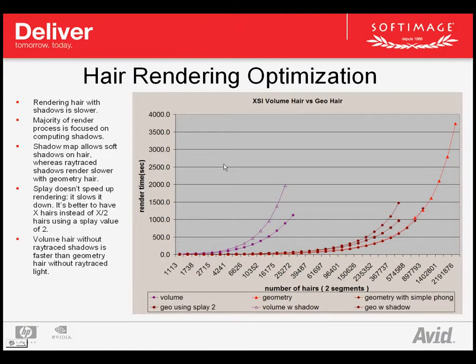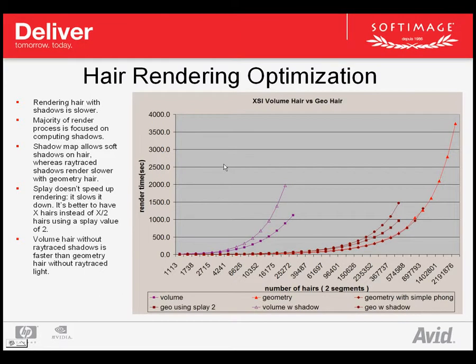The other point to make is the splay parameter. Now we have seen a little bit of a performance degradation with splay over simply just increasing the hair number. So it's advised only use the splay parameter when you actually want to create a splay effect. So when you actually use the splay at tip or splay at root options. If you simply want to increase the hair numbers, you're better off just increasing the total number of hairs rather than using the splay multiplier option.